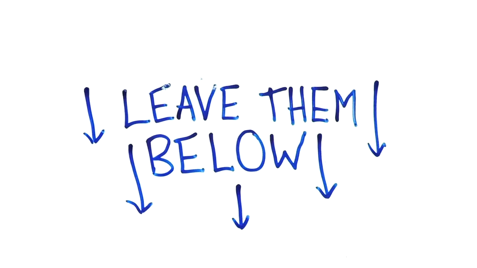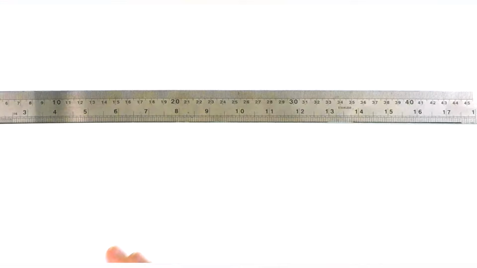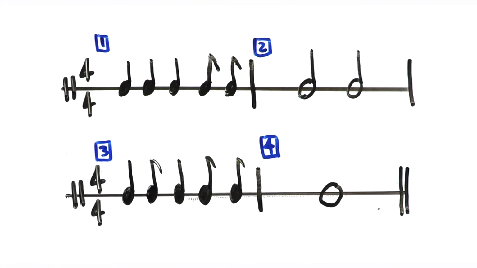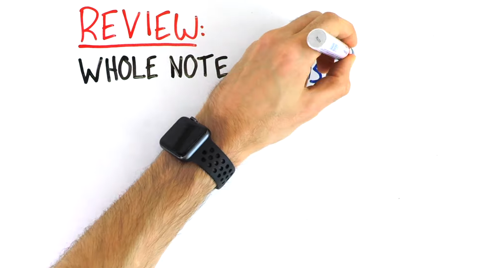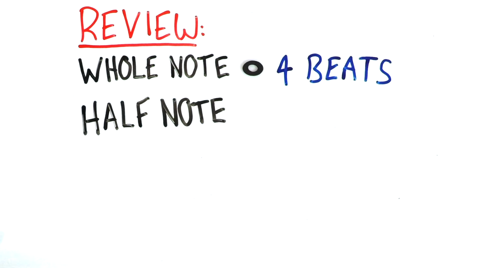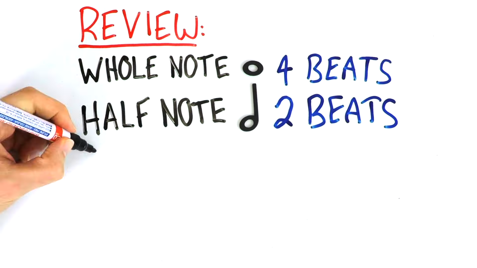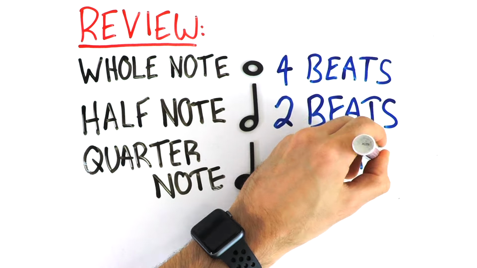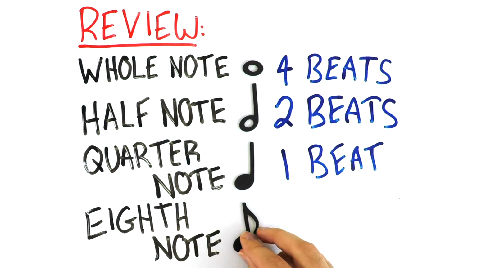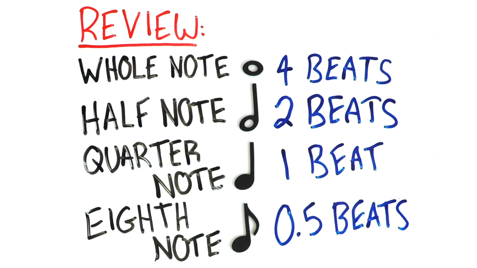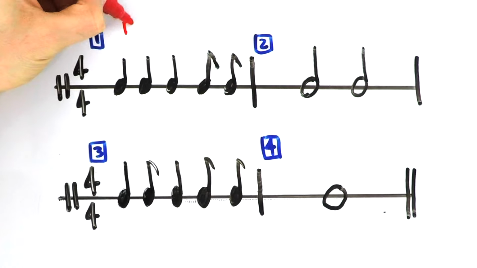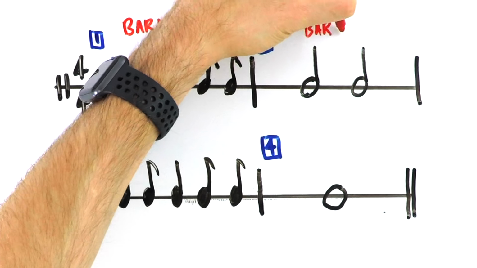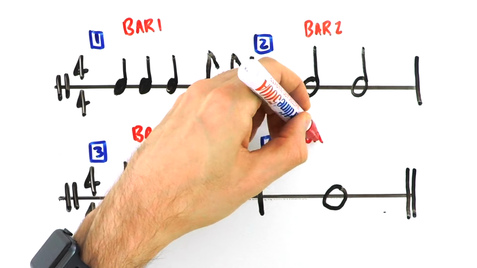So in our last episode, I left you with a challenge to find a mistake in this 4-bar piece of music. First, let's review a few things. Remember that our whole note looks like this and is 4 beats long, our half note looks like this and is only 2 beats long, and our quarter note looks like this and is worth 1 beat. And our 8th note looks like this and is worth 0.5 beats or half a beat. So in this piece of music, we have 4 bars of music, and this is bar 1, this is bar 2, this is bar 3, and this is bar 4.